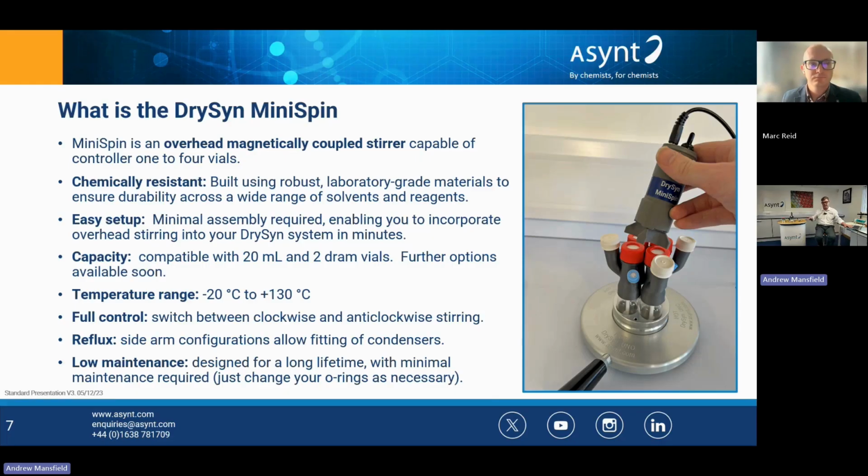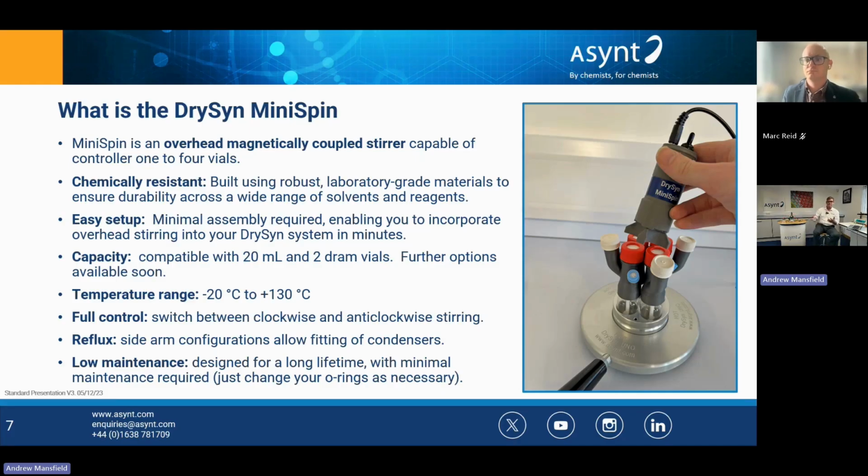The MiniSpin is an overhead magnetically coupled stirring system for small scales. And as you can see, it's designed to meet all of the requirements we need in a modern laboratory. So it's highly chemically resistant. It's very easy to set up. We can use the magnetically coupled driver for one or up to four different vials. We have different capacities from 20 milliliters to 2 dram. You can see the different sizes here.